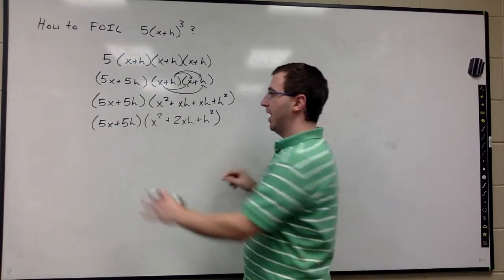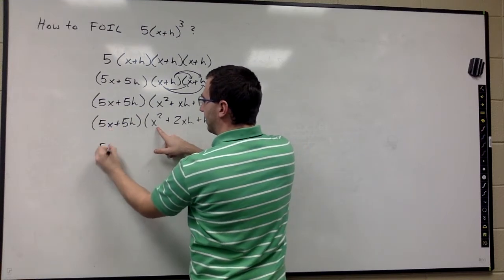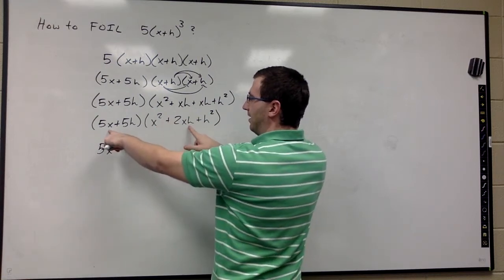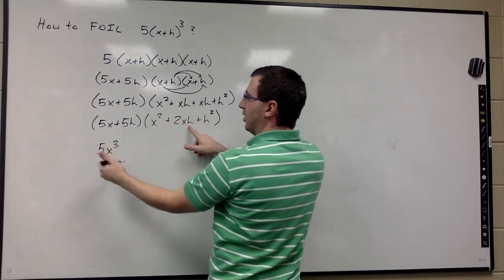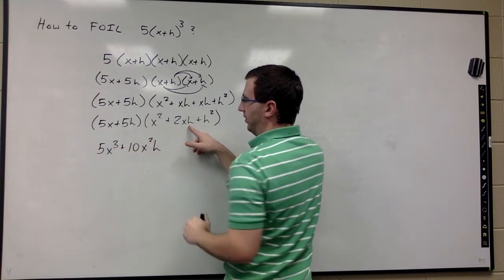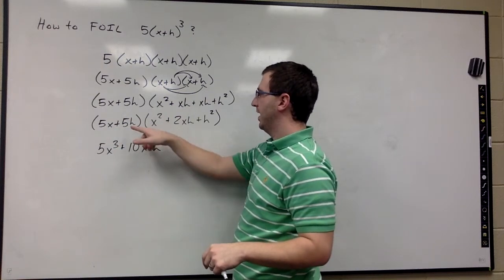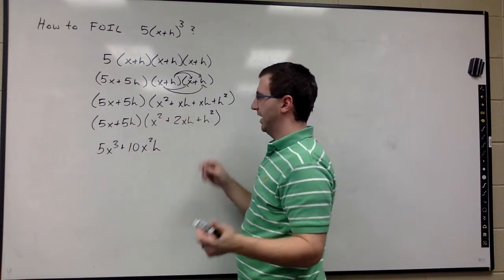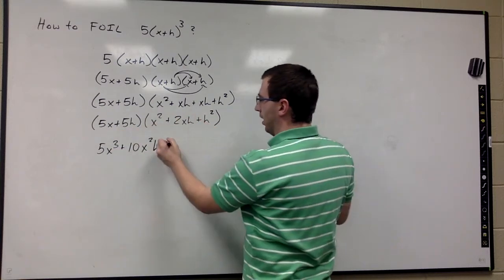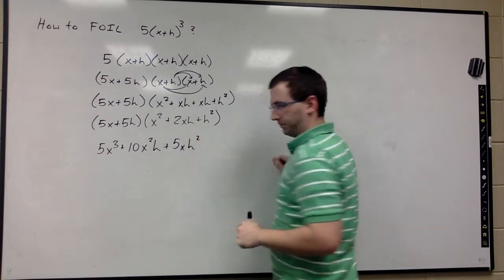5x times x squared becomes 5x to the third. Now 5x times 2xh gives us 10x squared h. 5 times 2 is 10, x times x is x squared, and then times h, we just bring the h down. And then 5x times h squared gives us 5xh squared.